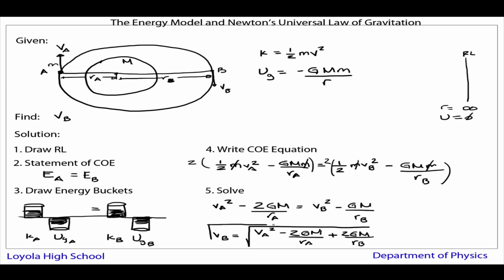If you look at the big picture here, I used the exact same energy bucket model. The only thing I really changed is the potential energy buckets. Instead of using our typical mgh or mgy, we use our new model. Reference line at infinity. I know my buckets, write my equation term by term, and then solve. So that's how you can apply the energy bucket model to problems involving our new model for gravitational potential energy because of Newton's law of gravitation.